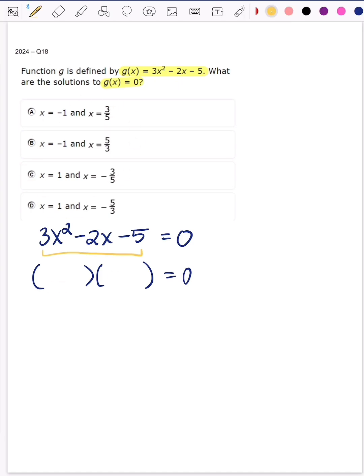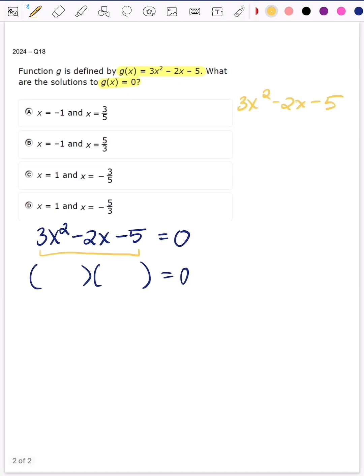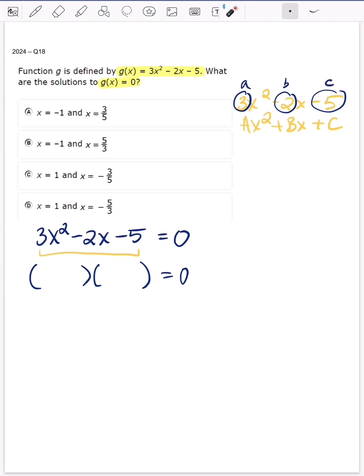So how do we factor a trinomial? I'm going to write the trinomial here. This trinomial is of the form ax squared plus bx plus c. My a is 3, my b is -2, and my c is -5. A is 3, it's not 1. That makes factoring a little more complex. So I'm going to show you a trick.